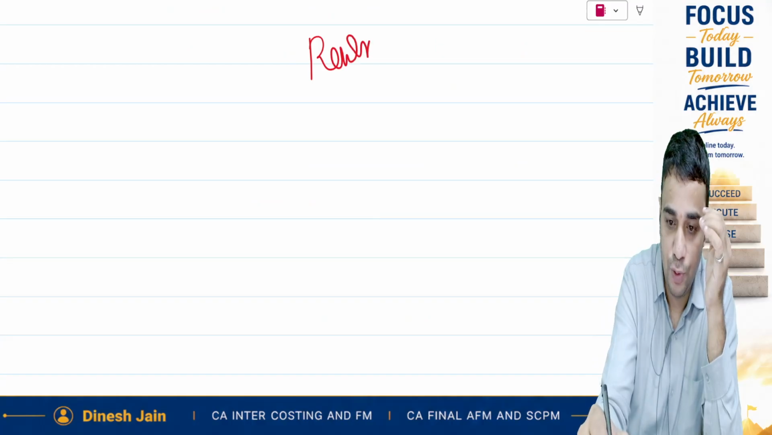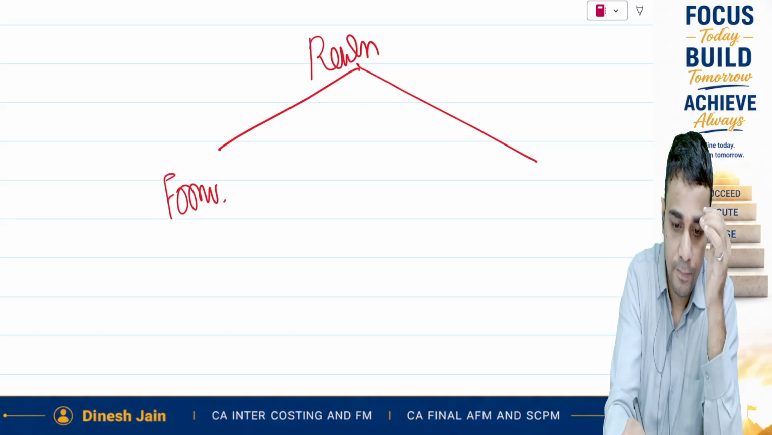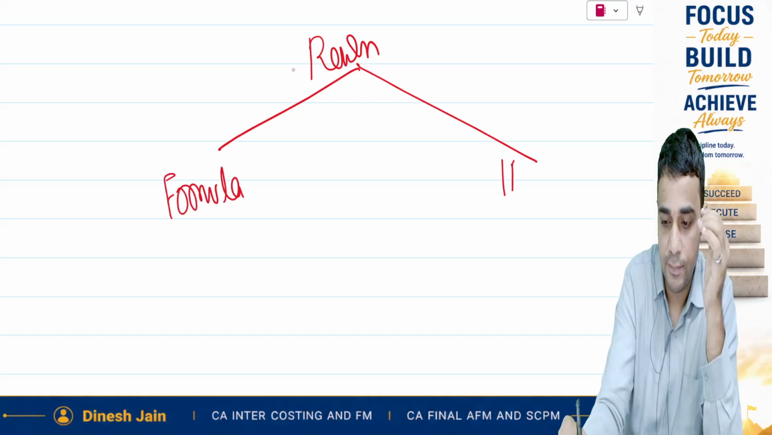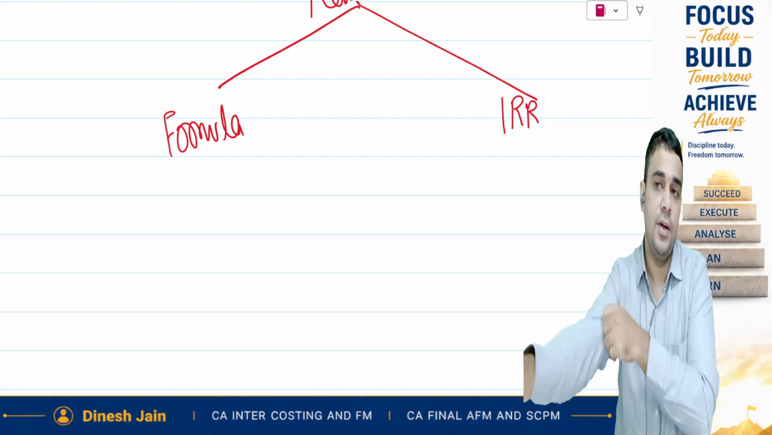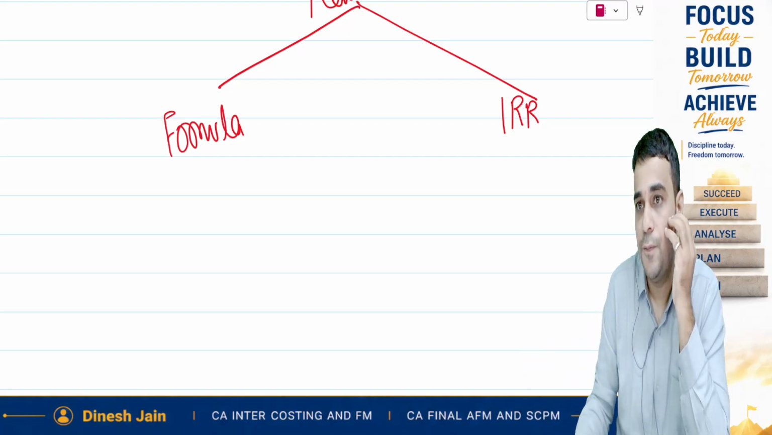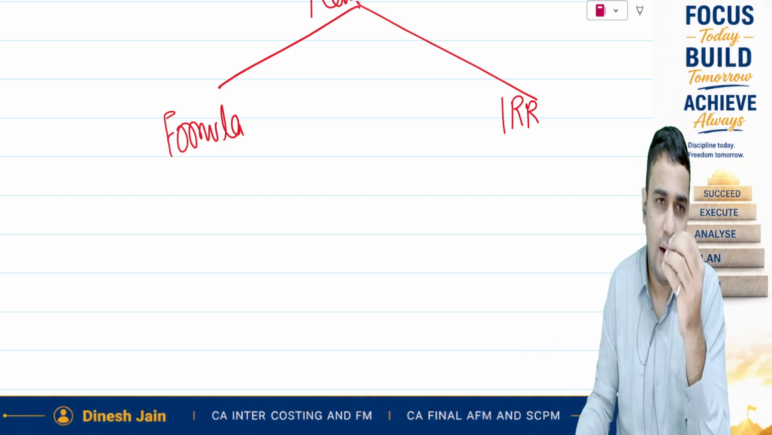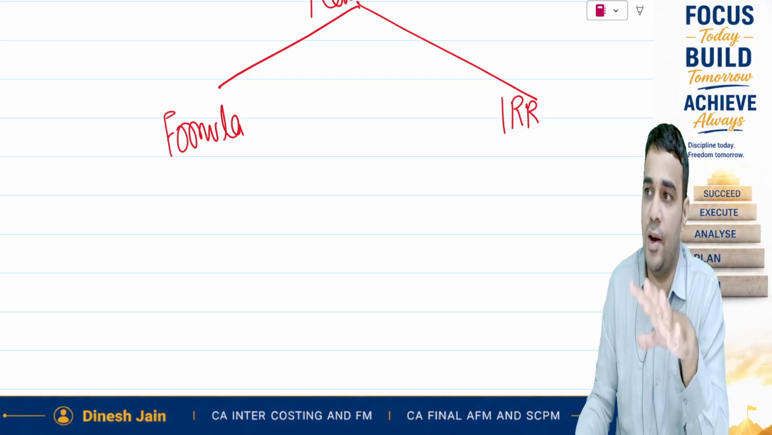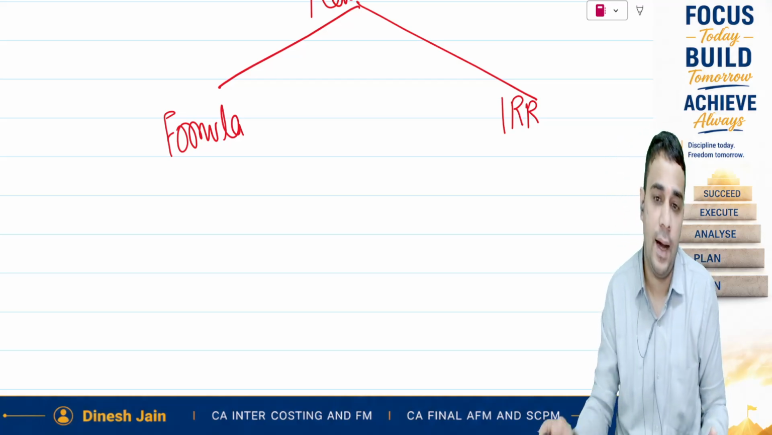Return split into two: formula and IRR. Return, two parts. Formula and IRR. Why should I still do the formula? Not mandatory here. IRR alone is sufficient, but I just want to compare side by side. Formula and IRR.